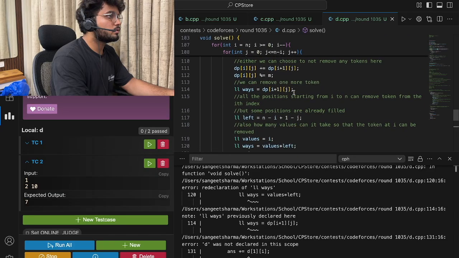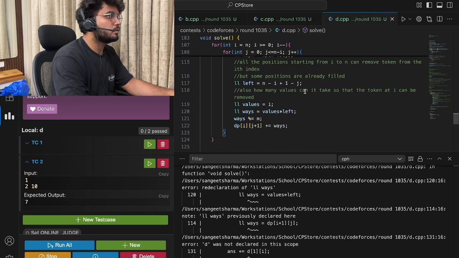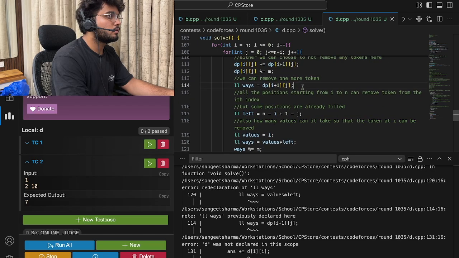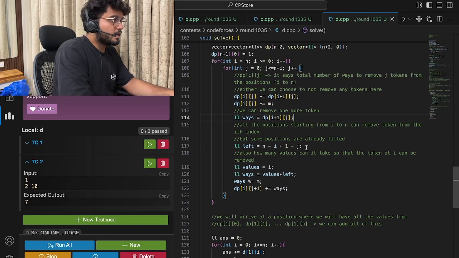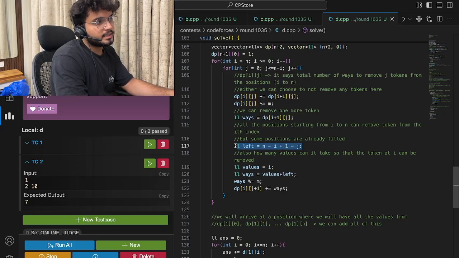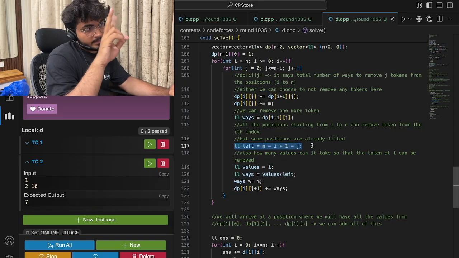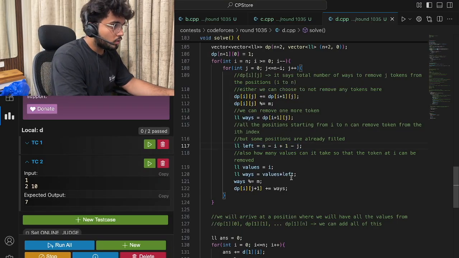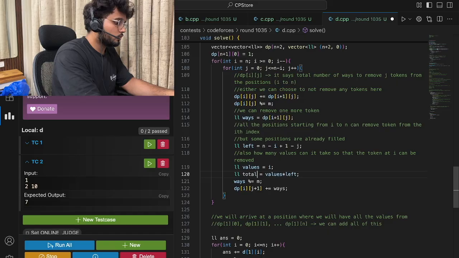Redeclaration of ways. Okay. Are we using this anywhere? Oh, I missed one thing. So we have these many elements that are left. We have these many values that all of these elements can take, but also the ones that are already removed. There are many ways of those two, right? So those will also be, wait, let me rename this as total ways.